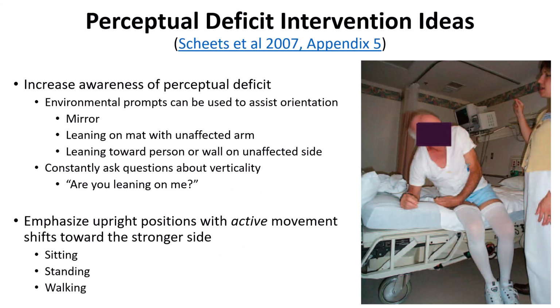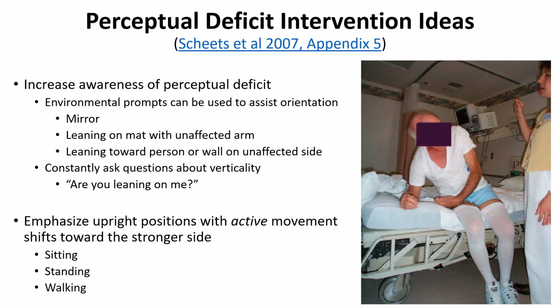The Sheets et al. article has an Appendix 5 where they talk about some intervention ideas with this patient population. The first thing that's really important is to increase awareness of their perceptual deficit. That person has no idea at all that their midline is off. So you can use some environmental prompts such as a mirror, or you can use a wall. You can have them leaning on a mat surface, and you see in the picture here on the right-hand side of the slide that person is leaning on their unaffected arm.